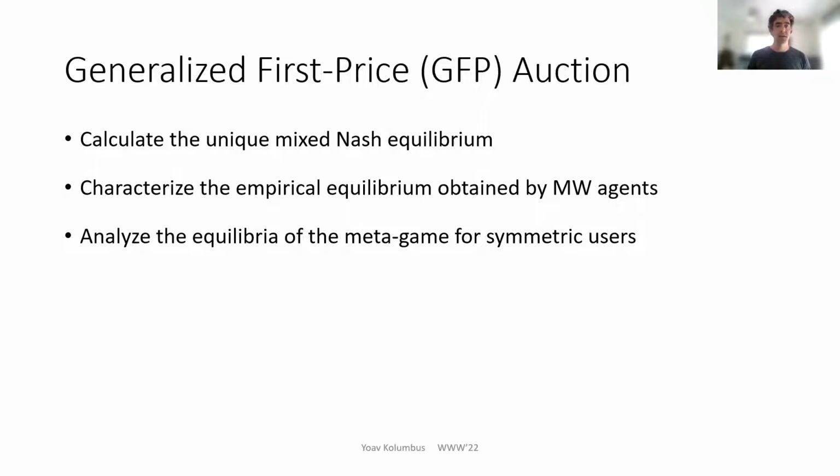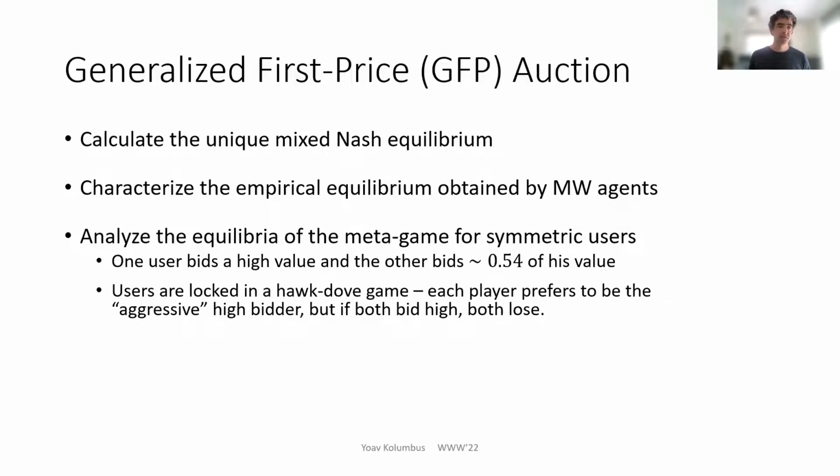And then we analyze the equilibria of the metagame between the users who report their parameters to their agents, for the case of symmetric users. We see that in these equilibria, one of the users is going to report a very high, arbitrarily high value to his own agent, and the other user is going to use a very low value, 0.54 of his true value. In fact, the users are locked in a kind of hawk-dove game between themselves, where every player prefers to be the high bidder, but if both use high values for their agents, then both are going to lose.